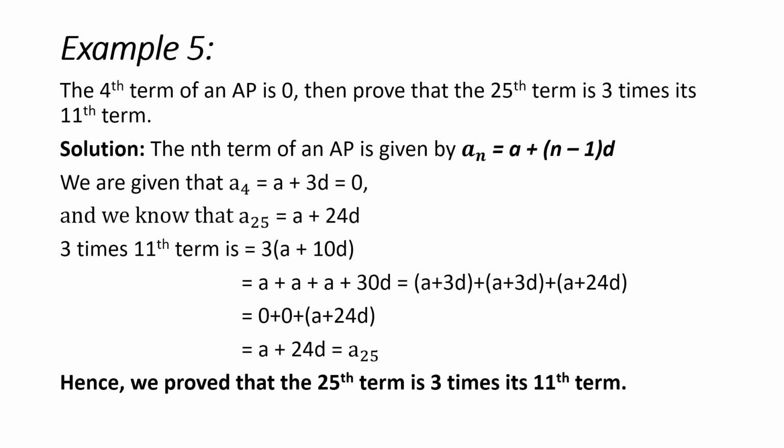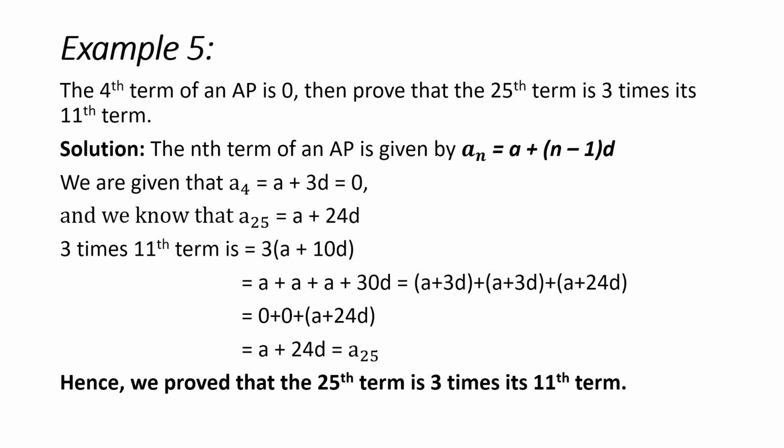Now we have to prove that the 25th term, A25, a plus 24d, is 3 times its 11th term. First of all, let us take what is 3 times the 11th term. 3 times the 11th term will be 3 into the 11th term, a plus 11 minus 1, which is 10 into d. So 3 into a plus 10d. Now we can simplify this as 3a, as a plus a plus a, plus 30d. Again we can write this as a plus 3d plus a plus 3d, and the remaining is a plus 24d.